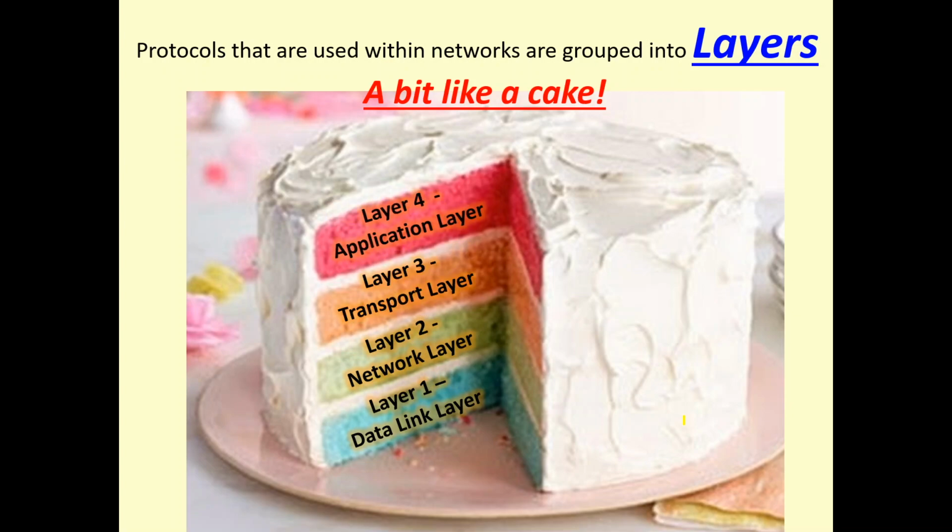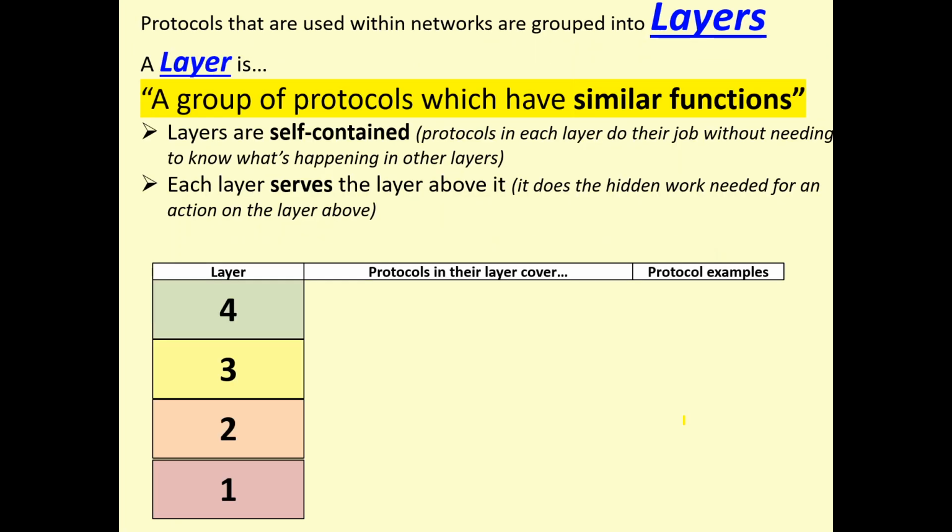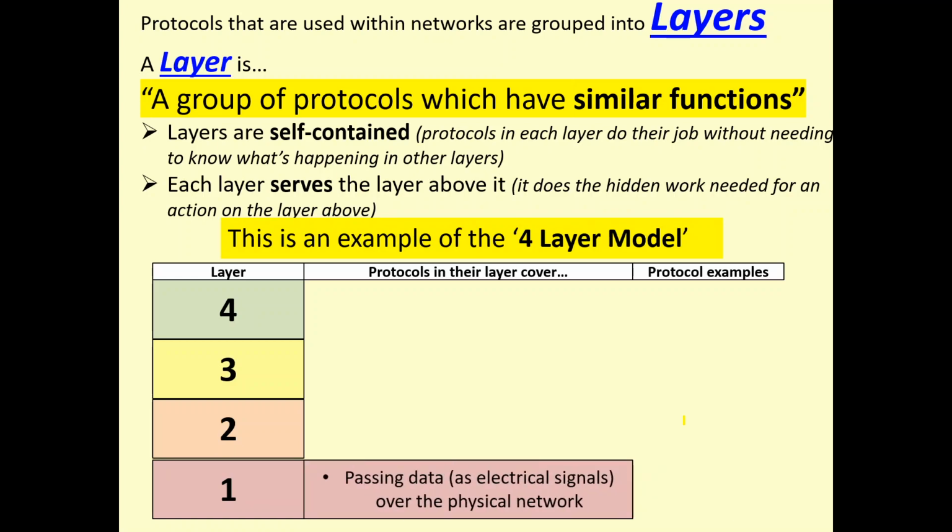Now you don't really need to know much about that for GCSE, but just realize that protocols are kept into layers. That is a common version there, the 4-layer model. Okay, so our layers, a layer is a group of protocols which have similar functions. So different protocols that do the same sort of job are kept together. Each layer is self-contained, so they do their job without knowing anything about what the other layers are doing. And each layer serves the layer above it, a bit like a layer in a cake supporting the one above it. So this is an example of a 4-layer model.